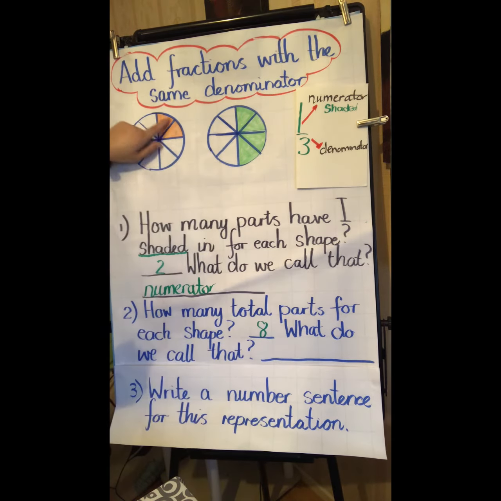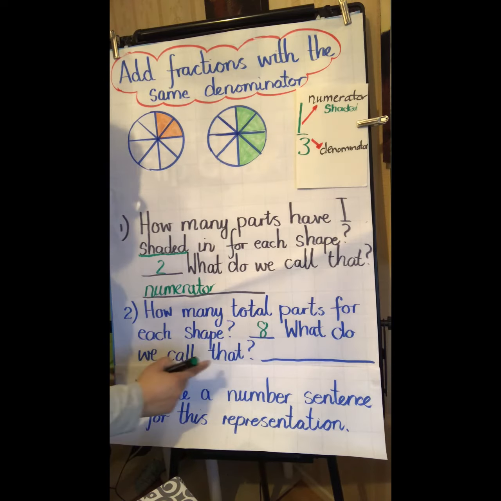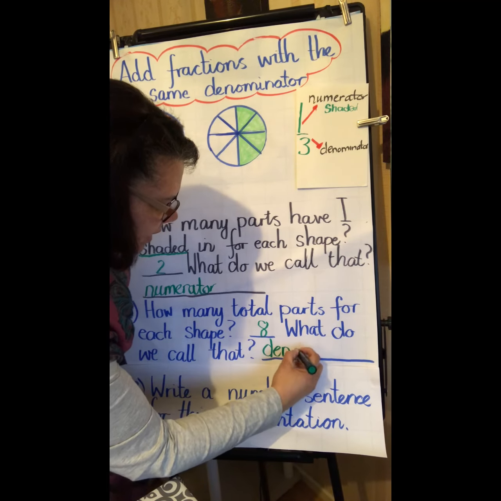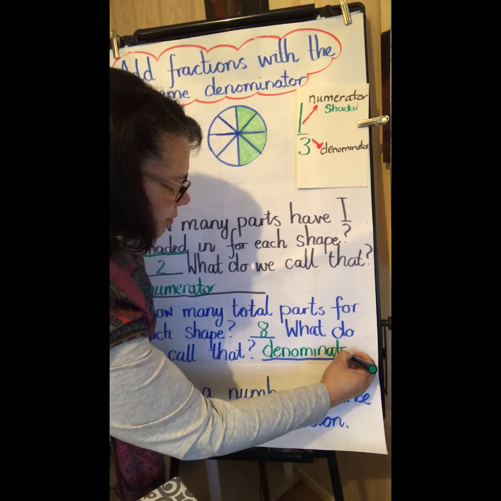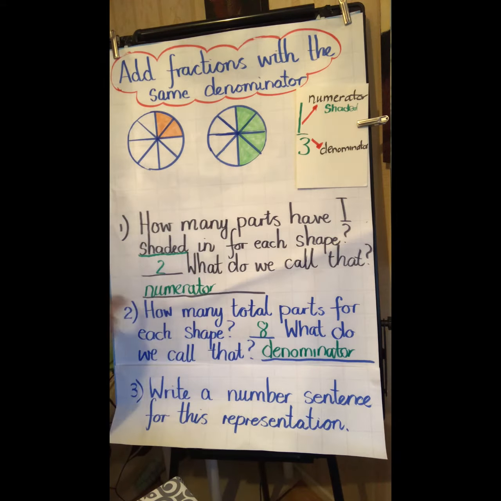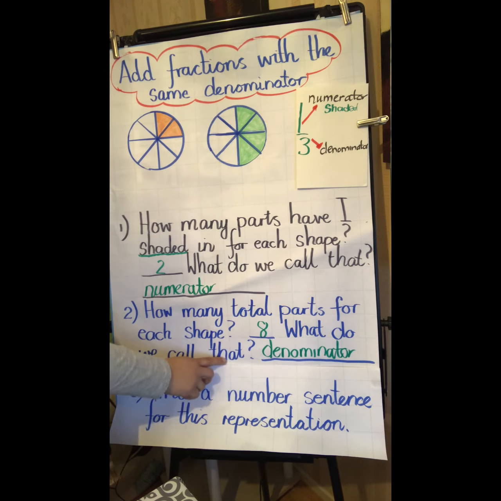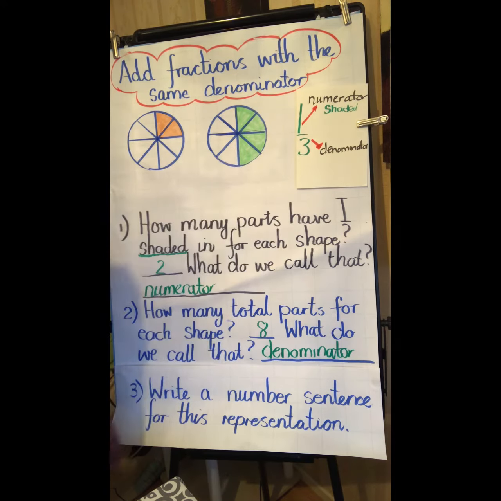And we know the whole shape that's cut up into is called the denominator. That's our bottom number. And we call that the denominator. So let's read the question now. How many total parts for each shape? So there's 8 there and there's 8 there as well. What do we call that number? It is called the denominator. How many parts was your whole shape cut into?